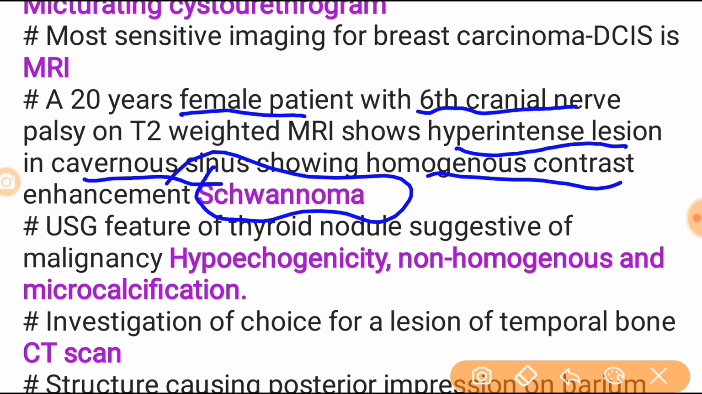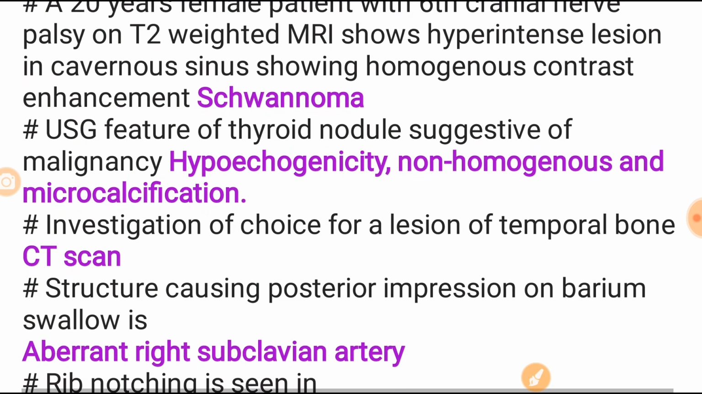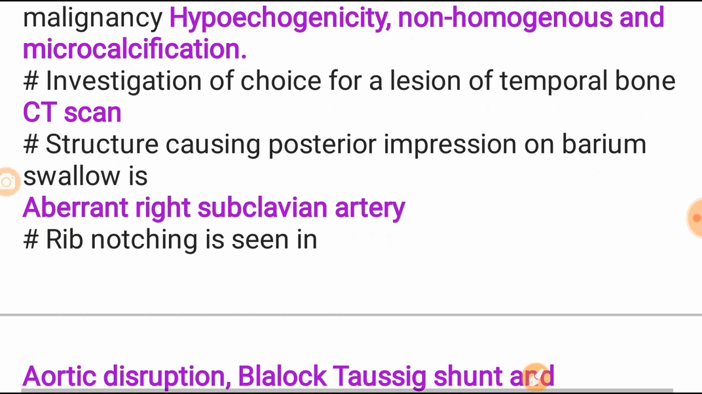Ultrasound features of thyroid nodule suggestive of malignancy: hypoechogenicity, non-homogeneous echotexture, and microcalcification. Next, investigation of choice for a lesion of the temporal bone, that means the hard substance, will be CT scan.